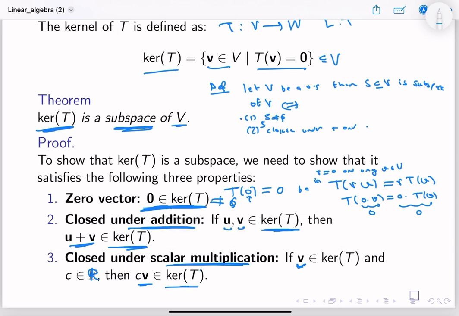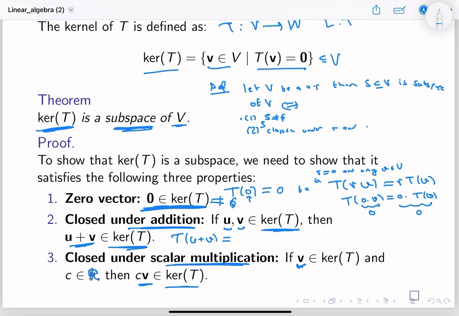Now the second thing we want to show is closure under addition. So we want to start with any two vectors in the kernel and want to show that the sum is there. So what does it take for the sum to be there? Well, we require T of that thing to be equal to 0. But what is T of that thing?